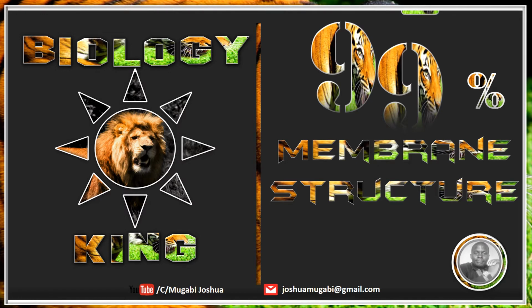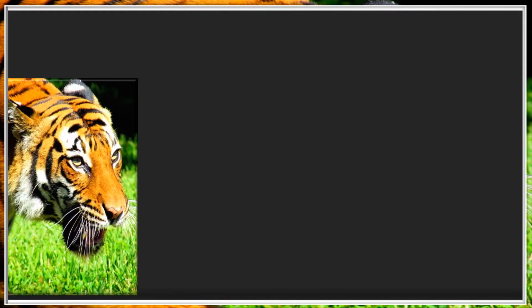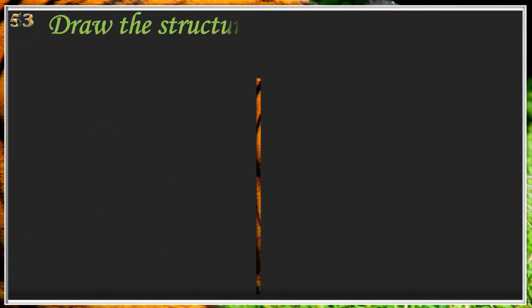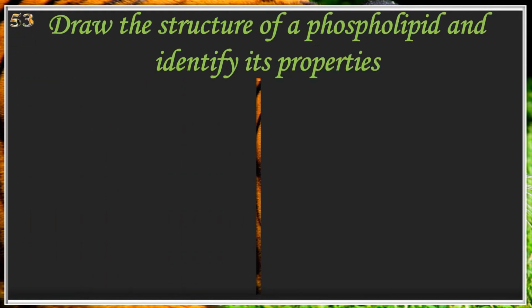And in this session, we are going to discuss membrane structure. Draw the structure of phospholipid and identify its properties.